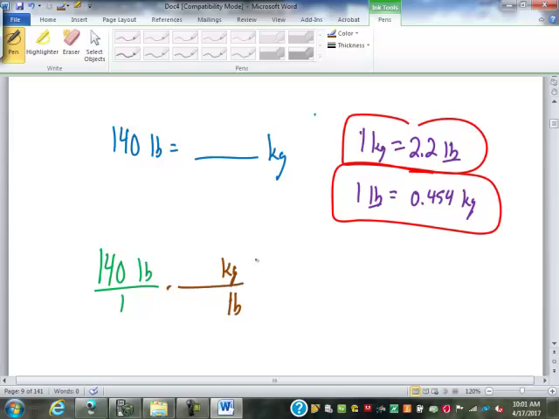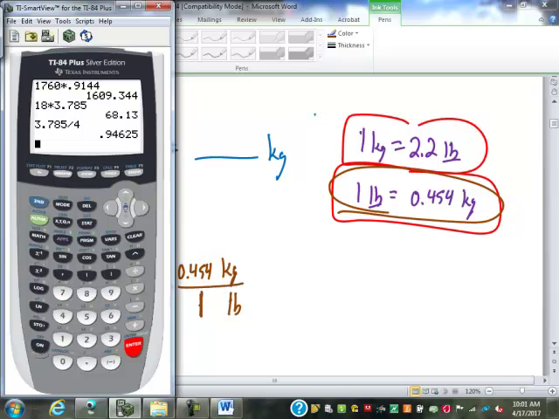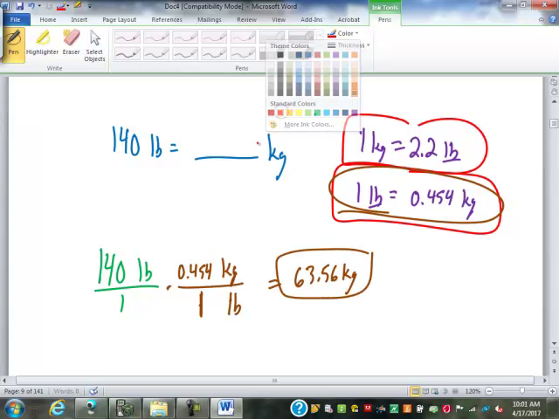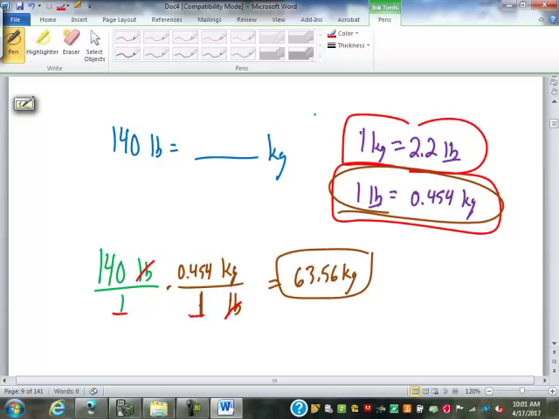In my math lab's world, it's easier if we don't have to divide. So we're going to use the equivalency that has 1 for pounds. That's going to be this one. So 1 pound is 0.454 kilograms. So that's 140 times 0.454. 63.56. The pounds have canceled out, they're gone. So by keeping 1s in the denominators, you don't have to divide. It would not be incorrect in my book.